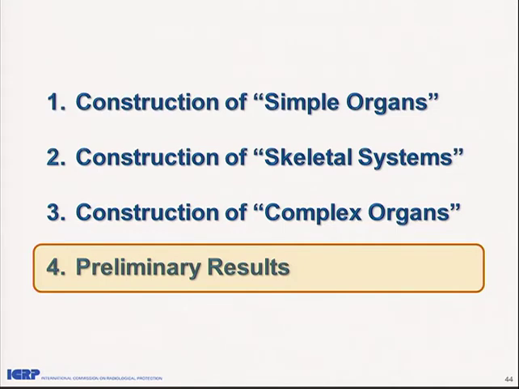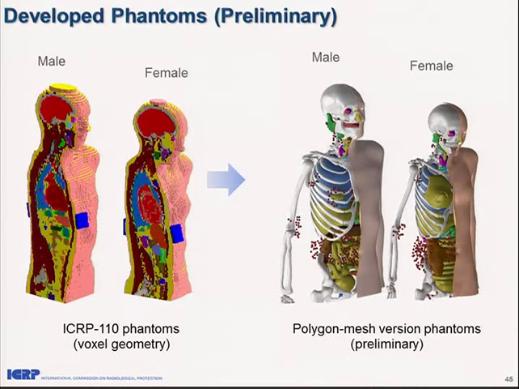Even though we are in the process of developing polygon mesh versions of ICRP 110 reference phantoms, we still have some preliminary results. These are the original voxel type ICRP 110 reference phantoms, and these are the polygon mesh versions of these phantoms, which are produced from the voxel phantoms, and we can see the improvement here.